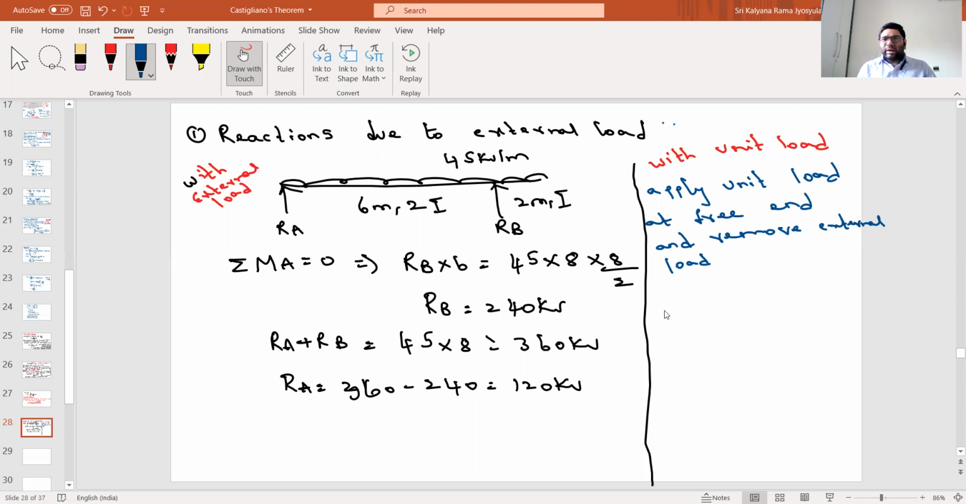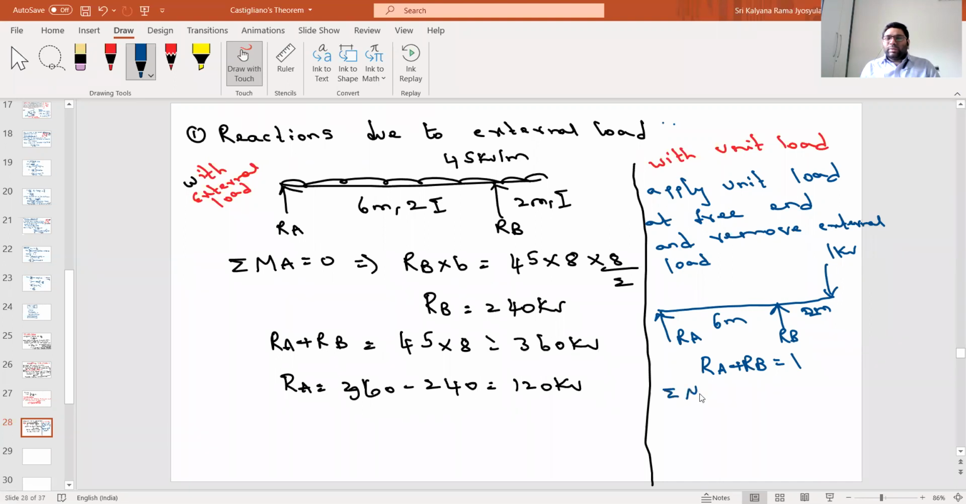So that implies, see that here, RA, RB, 1 kilonewton. What is that here? This is 6 meters, 2 meters. So RA plus RB is equal to 1, isn't it?